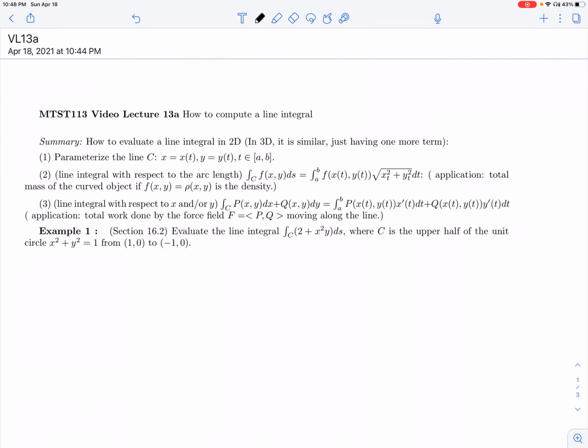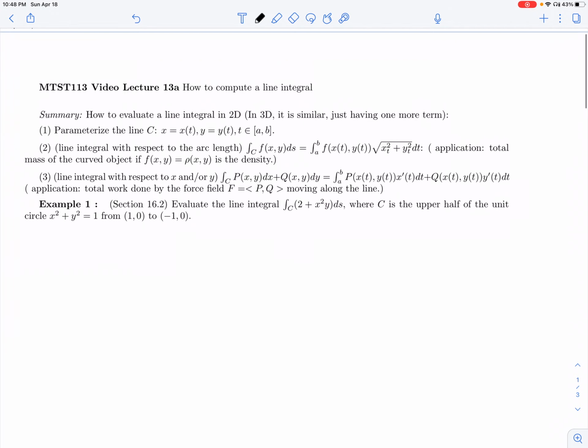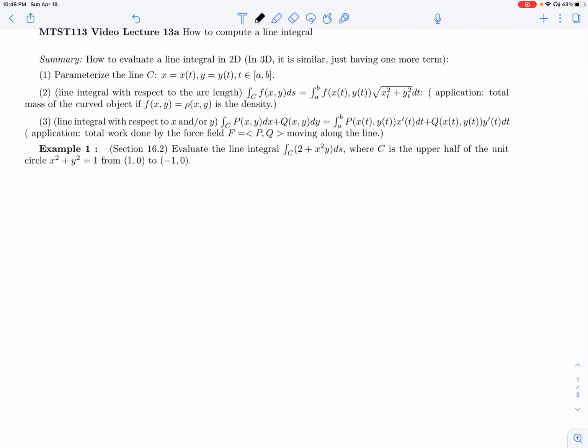All right, let's look at two examples of how to compute a line integral. We have two kinds of line integrals, and the first one is the line integral with respect to the arc length, which we see over here as ds. Okay, so let's try. We know that the first step we need to do is to parameterize the curve. So we're going to look at what curve we have.